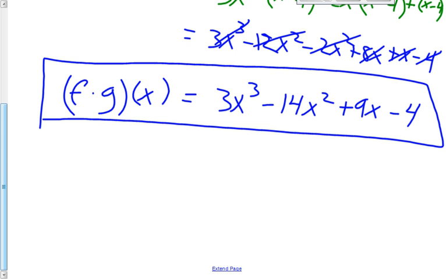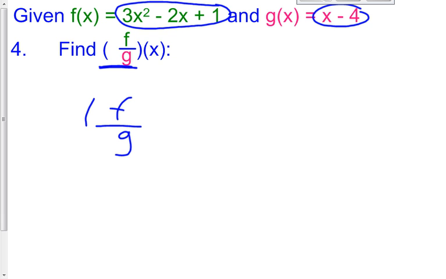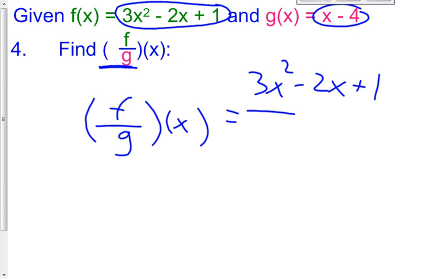All right, our four main operations are adding, subtracting, multiplying, and now dividing, f divided by g of x. So hopefully you can guess it right. You put this in the numerator and you put this in the denominator. So f divided by g of x equals 3x squared minus 2x plus 1 divided by x minus 4.